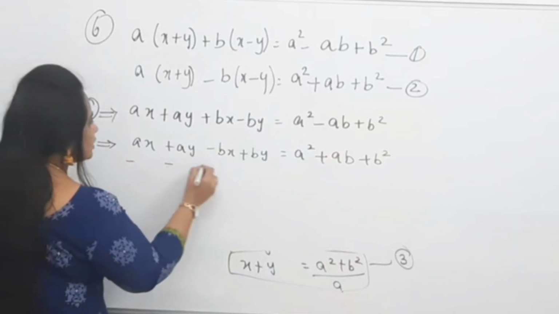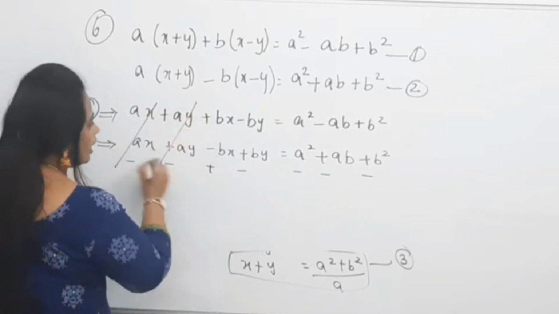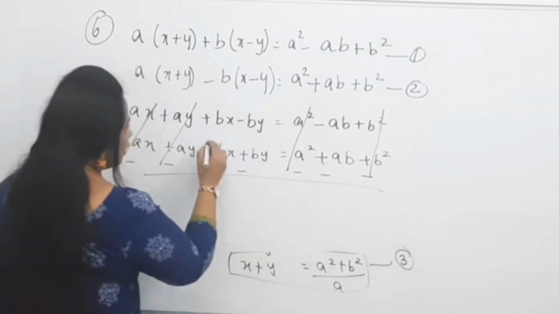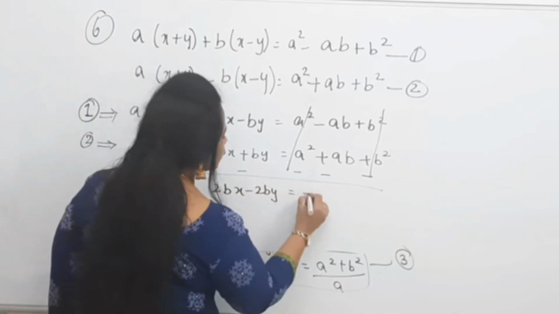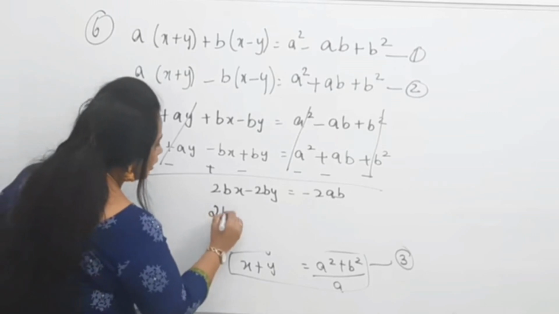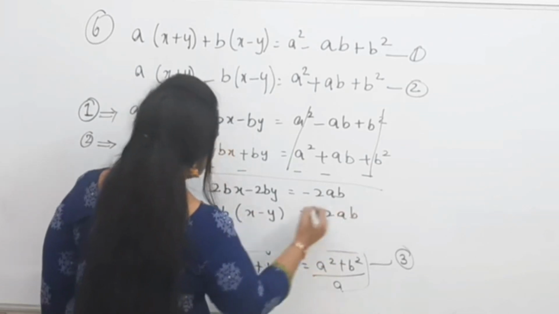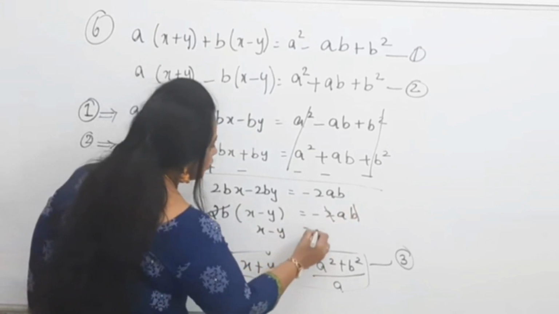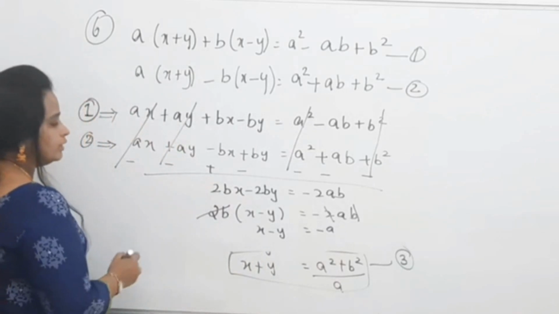Now I am going to change the sign of all the terms so that I can subtract. This gets subtracted and this gets subtracted, this gets over. So I am left with 2bx minus 2by is equal to minus 2ab. Now 2b is common, take it out. So x minus y is equal to minus 2ab, and 2b gets cancelled. That means my x minus y is equal to minus a. That's it, no other values are there.